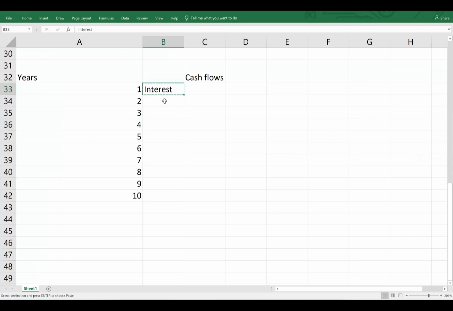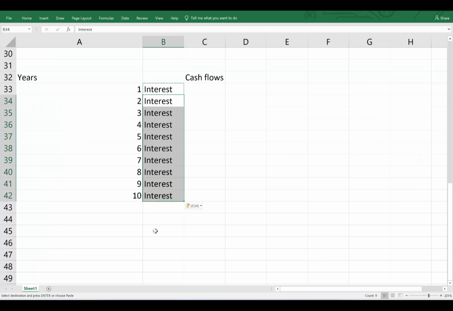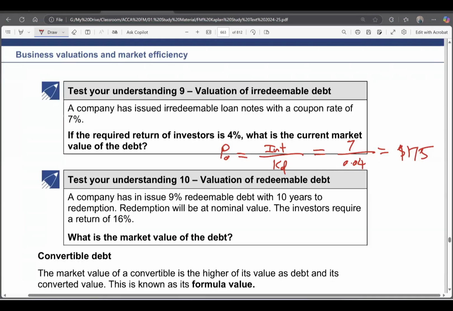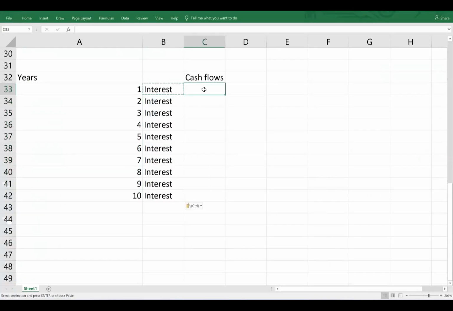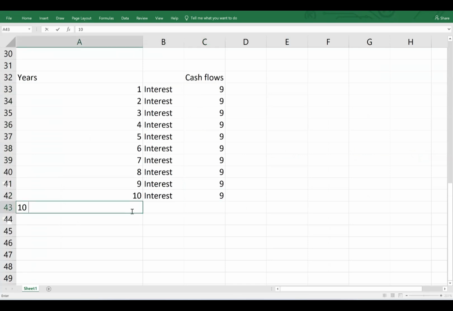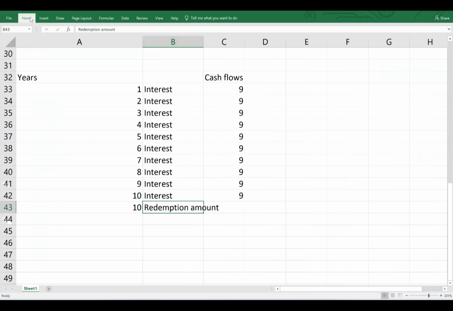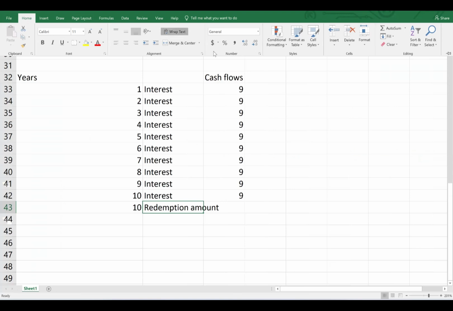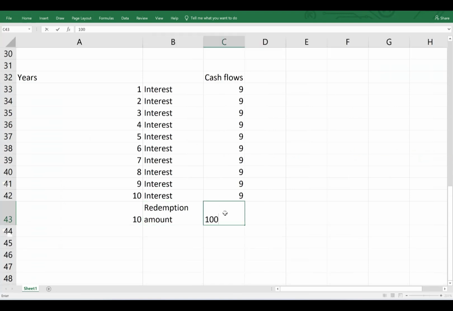We have 10 coupon payments. How much are the 10 coupon payments? $9 into 100, so 9. And then in year 10, it will redeem as well. So the redemption amount. What amount do you receive at redemption? 100, the par value. So we take all these cash flows.